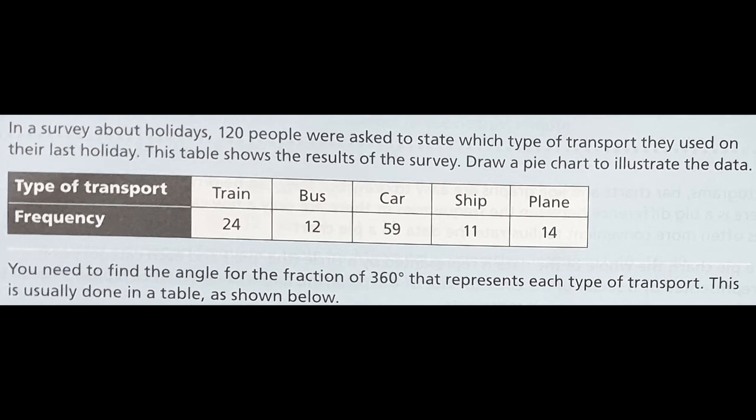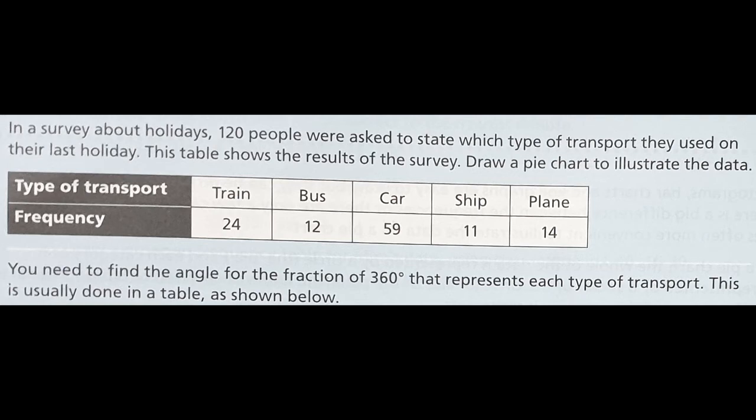Pie chart. In a pie chart, the whole of the data is represented by a circle. The angle of each sector is proportional to the frequency. The third question: in a survey about holidays, 120 people were asked to state which type of transport they used on their last holiday. This table shows the results of the survey. Draw a pie chart to illustrate the data. The types of transport, train, bus, car, ship and plane, are given, and the frequency, the number used: train is 24, bus is 12 and car is 59. Like that it goes on.